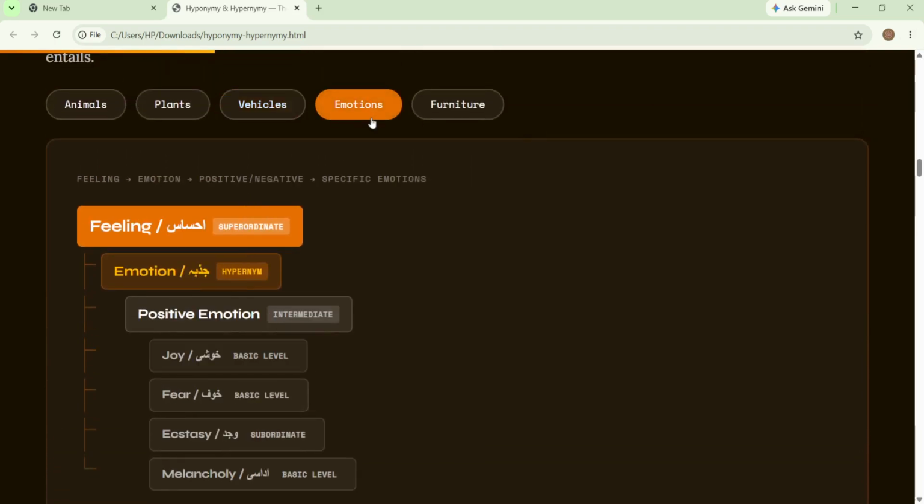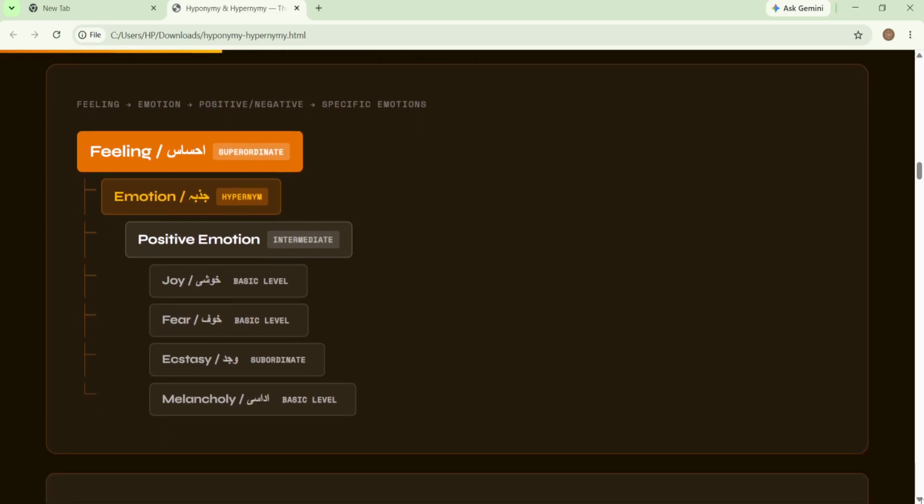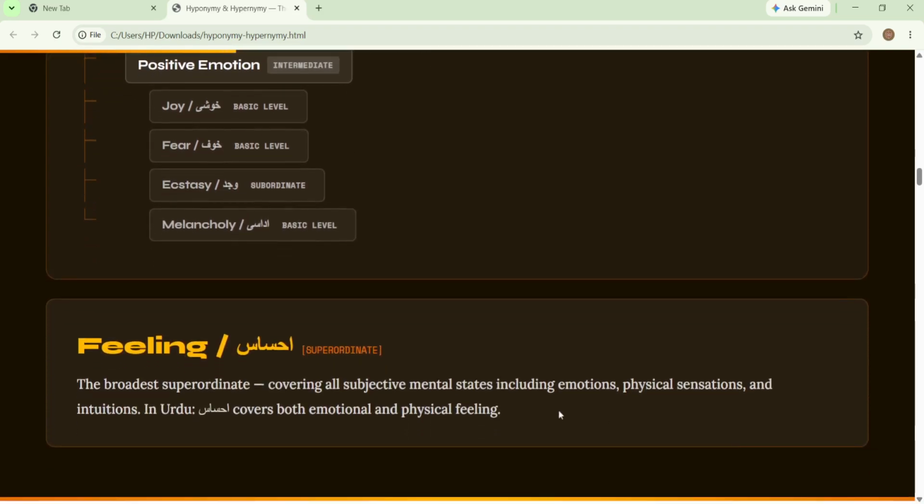Then these are the emotions we're now looking at, as you might have understood, as we have discussed quite a lot. Feelings, emotion, positive, negative, specific emotion. Feeling, then emotion; these are Urdu terms written with them: feeling is ehsas in Urdu, emotion is jazba. Positive emotion, joy, khushi, fear, hope, ecstasy, wujd, the melancholy, udasi. Let's look at feeling. Feeling is the broader superordinate covering all subjective mental states, including emotional, physical sensation, and intuition.